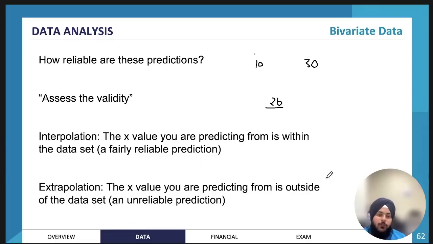However, let's say we're trying to predict what the y variable is going to be when x equals 45. We can still determine what the value is going to be. But when it comes to whether the prediction we made is reliable or not, it's actually going to be very unreliable, because we don't know if the pattern is going to continue after the 30-year mark. So we know from 10 to 30, the pattern is like this. But soon enough, it might go like this. So we can't predict. Therefore, when we're predicting outside the data range, we call that extrapolation.